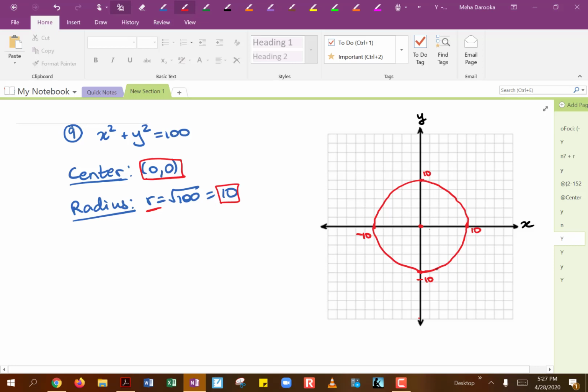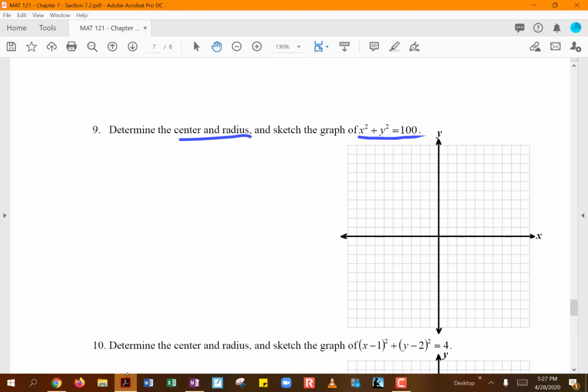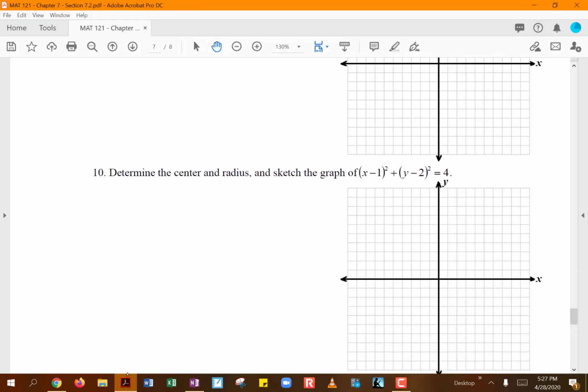Just reading the equation, you should be able to come up with the center and the radius. Now, same thing here, they're asking us to determine the center and the radius and then sketch the graph of the circle.